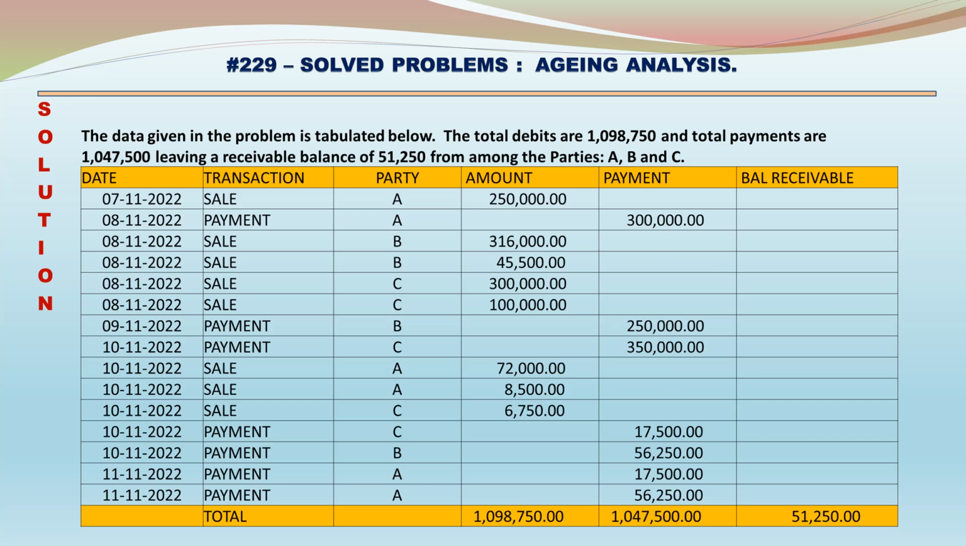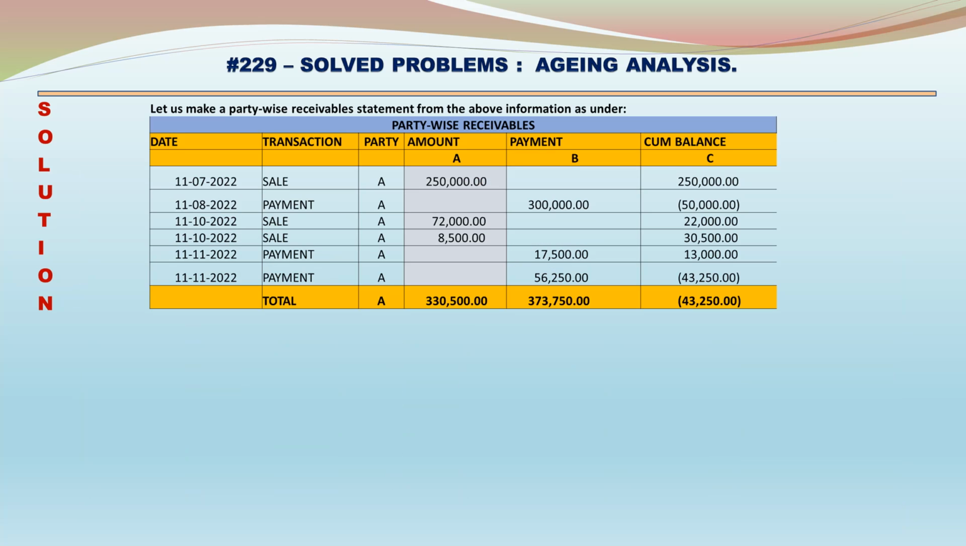Solution. The data given in the problem is tabulated below. The total debits are 1,098,750 and total payments are 1,047,500, leaving a receivable balance of 51,250 from among the parties A, B and C. Let us make a party-wise receivables statement from the above information as under. Party-wise receivables: date, transaction, party, amount, payment, cumulative balance.